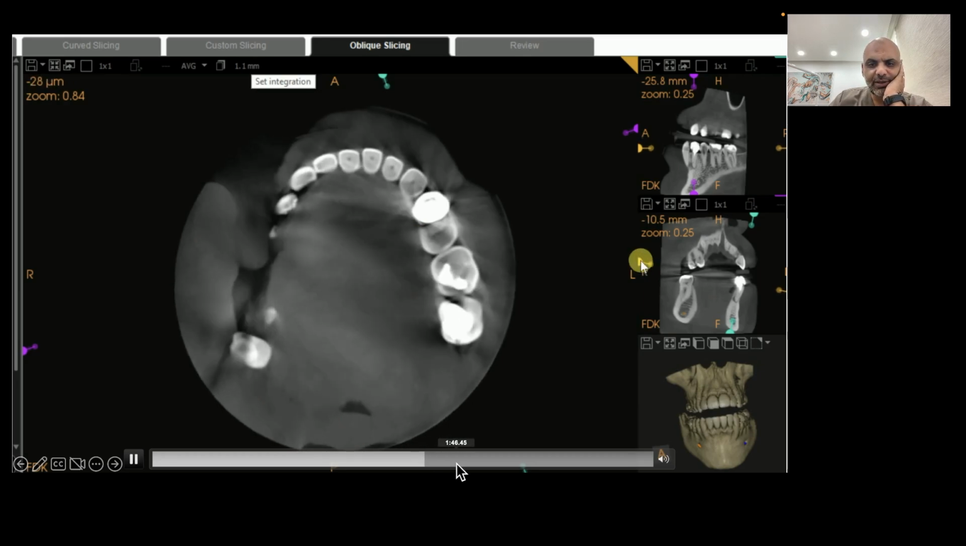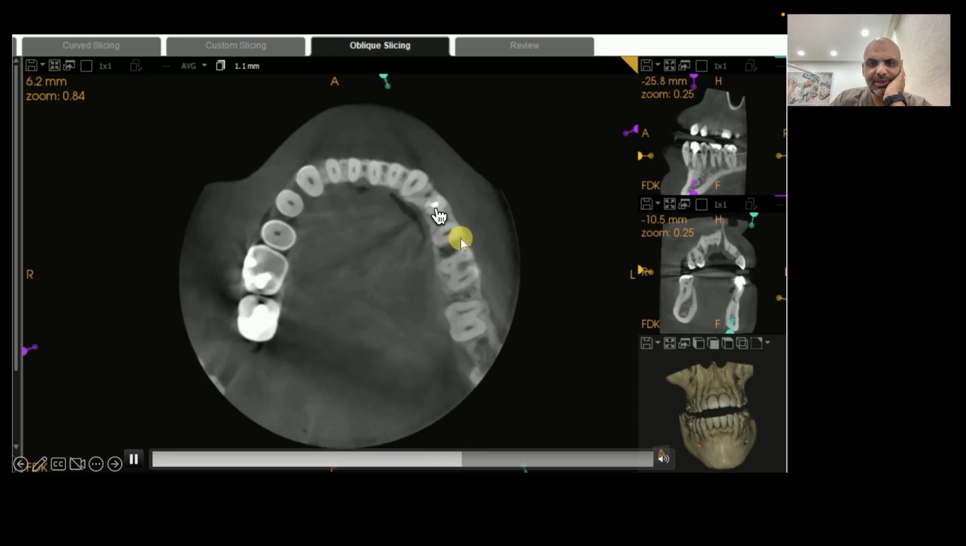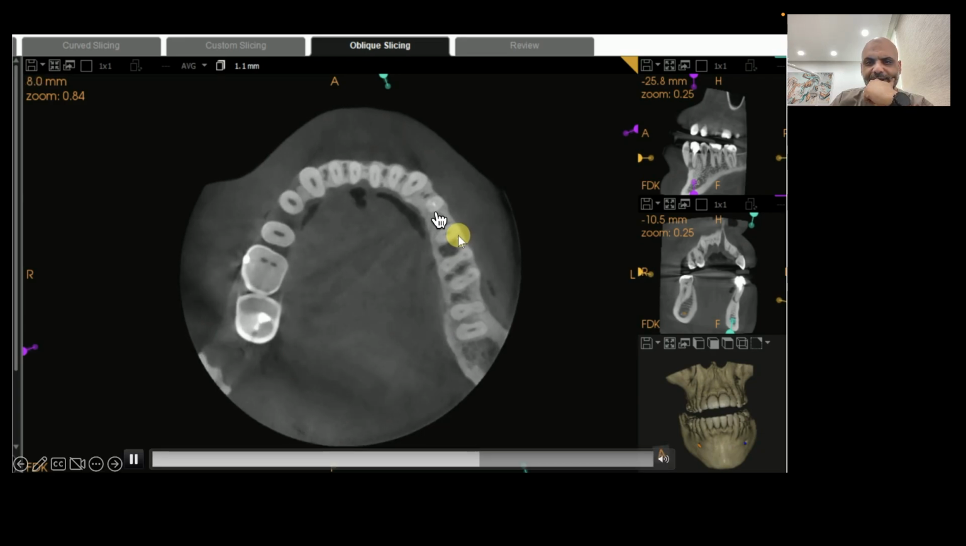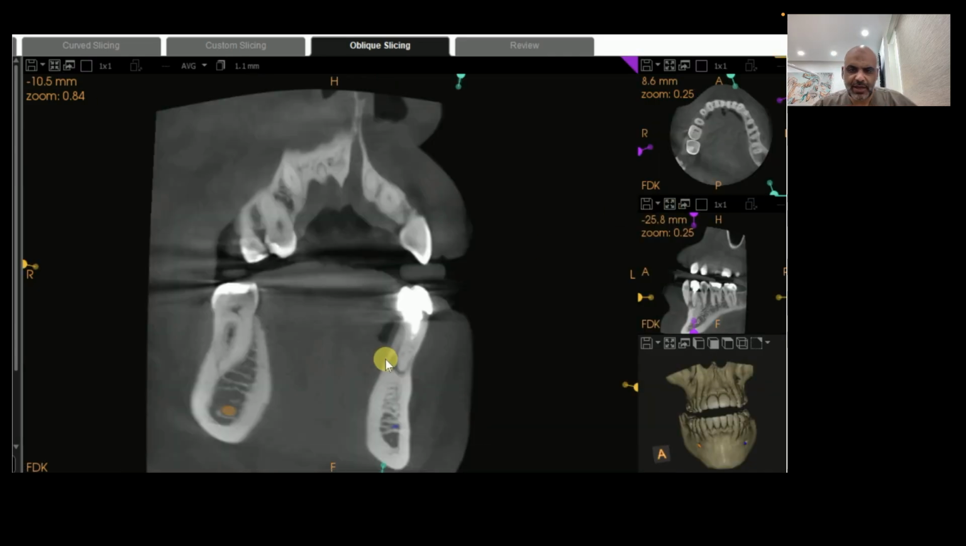So we're scrolling down now. Now this is the gutta-percha. You can see it here. And we can see where the gutta-percha stops. And here we can go back again to the sagittal and measure how deep I need to use my retreatment files. So I don't need to insert the retreatment file to the full length. The gutta-percha is around 12 to 13 millimeters.